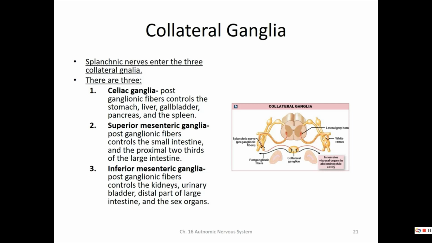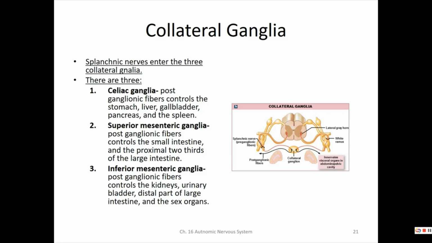Now, the celiac ganglia controls things like your stomach, your liver, your gallbladder, your pancreas, and your spleen. Now, why does this matter? When you have injuries to these ganglia due to trauma, gunshots, stab wounds, patient will have some problems controlling these things, and you got to be able to look for that. If they can't control some of these things, they're going to have certain dysfunctions.